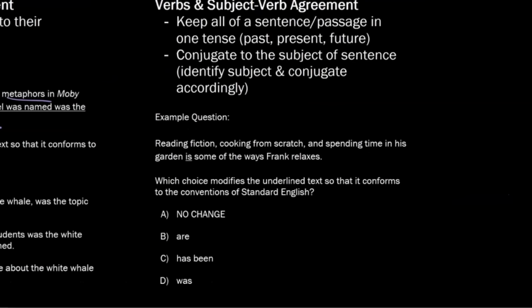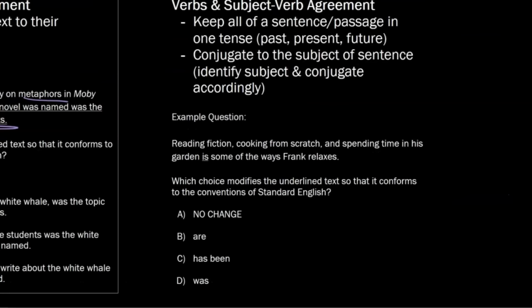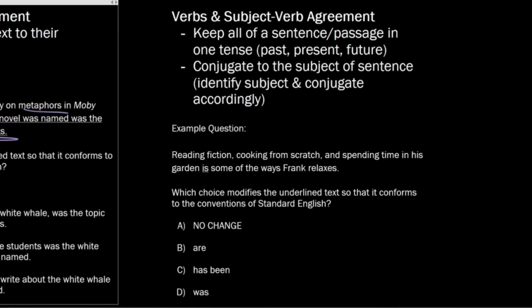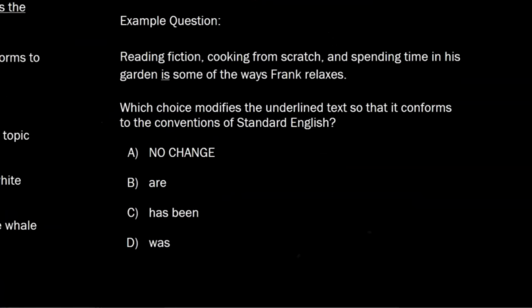Now, for our verbs and our subject-verb agreement, we're going to try to keep all of our sentence and passage in one tense, right? We can't have some parts of the sentence in past tense and some parts in future. We also need to conjugate. We can't say "they was"; it's "they were," or "he is" or "he was." Got to make sure that's correct.